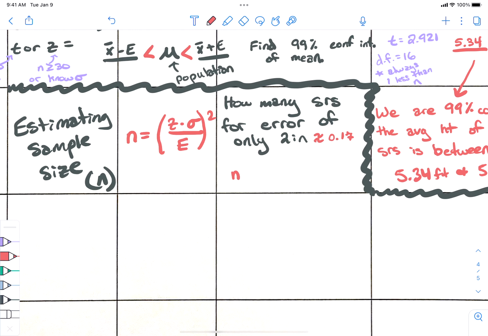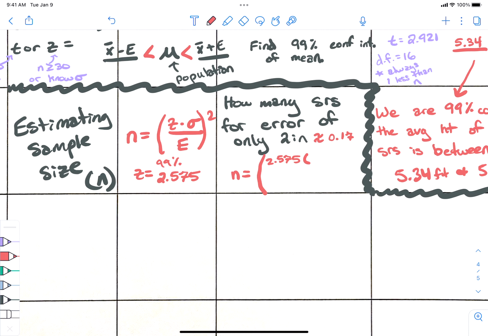N equals, we're still at 99%. So the Z that we're going to use, and this time we use Z, right? How come we use Z and up above we used T? In order to use T, we have to know the degrees of freedom. And in order to know degrees of freedom, we have to know N. But we're solving for N, right? So we have to use Z. Z at 99% is 2.575. So it has to be Z and not T when you're finding N, because you can't find T.